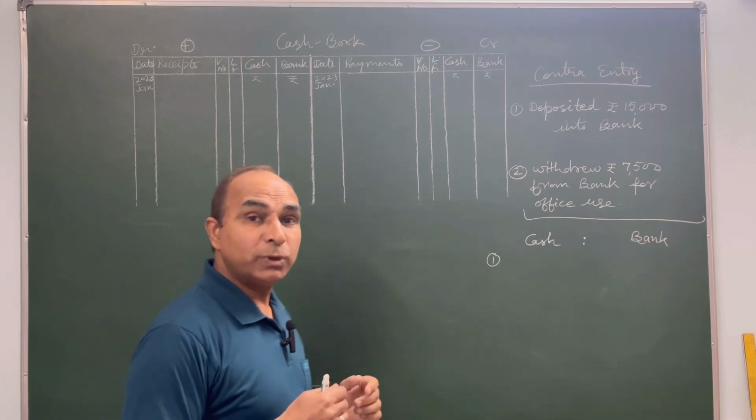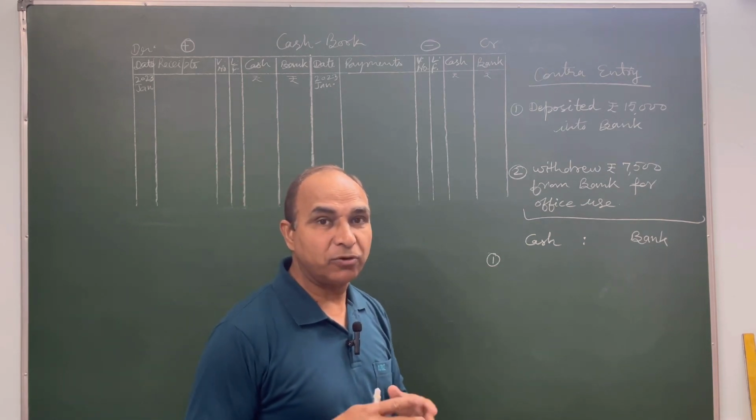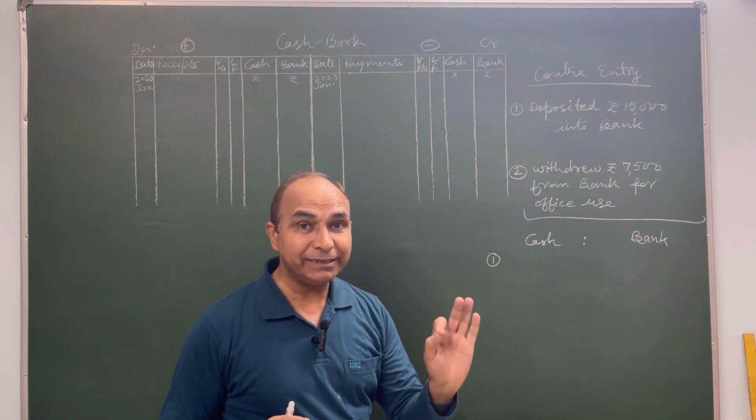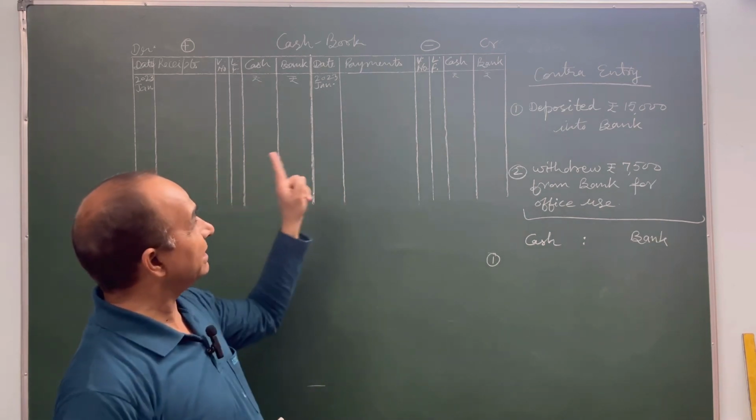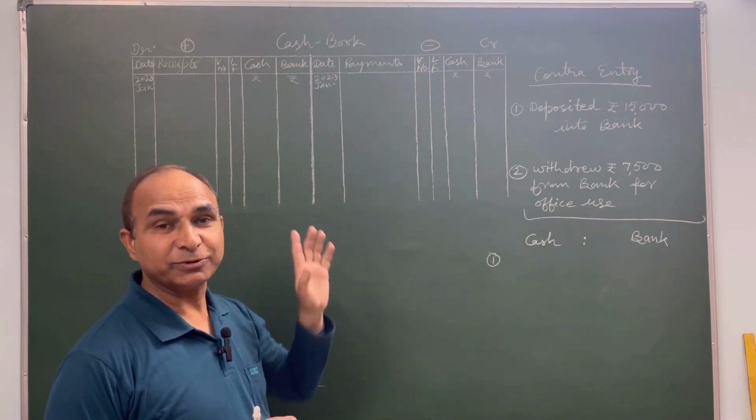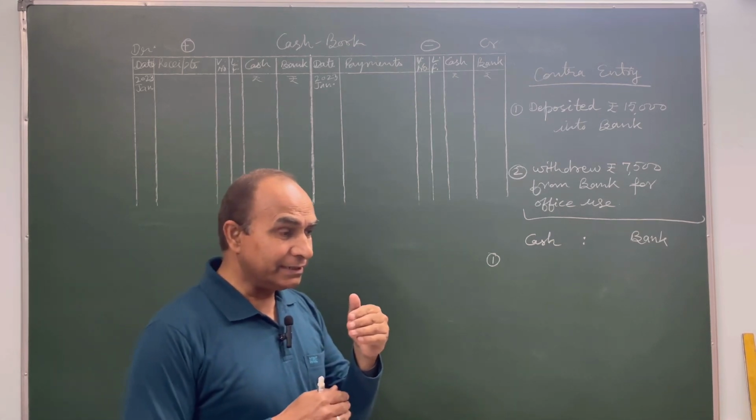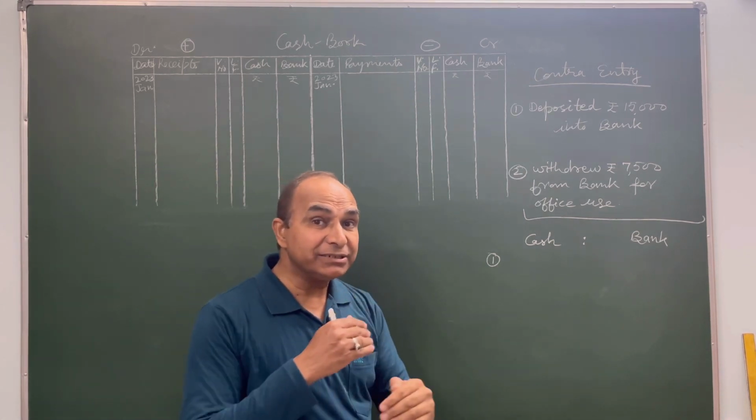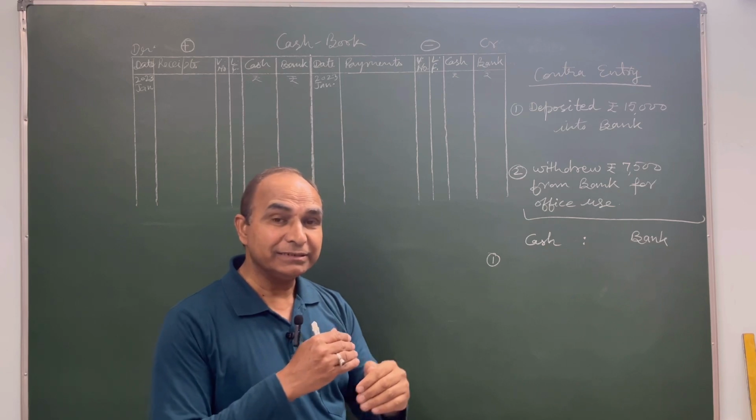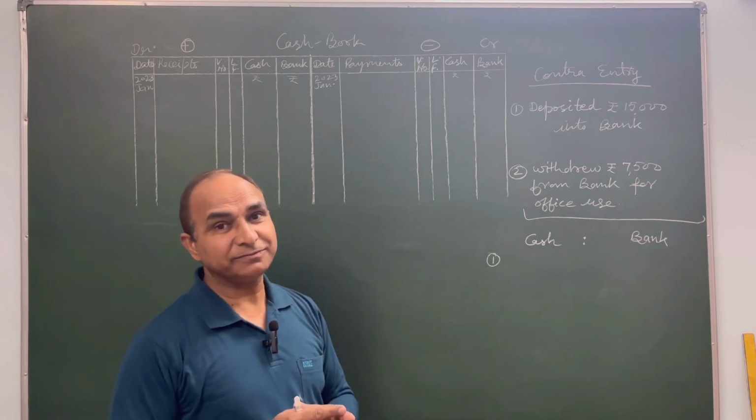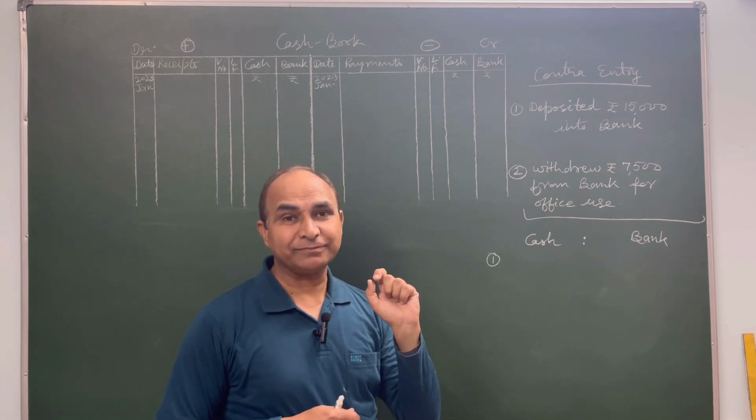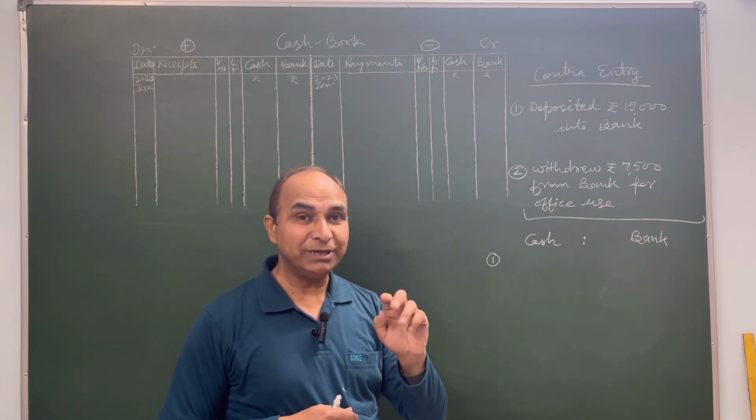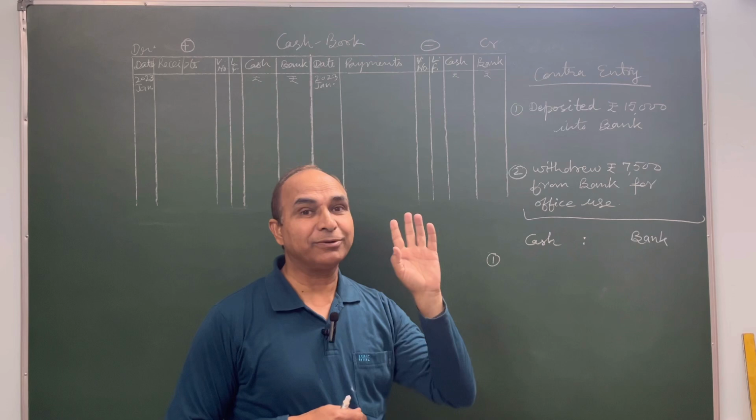I want to tell you what a contra entry is. Contra entry means the recording which is made on both sides of the cash book. It is the result of such a transaction which affects two columns simultaneously: one, the cash column, and second, the bank column.